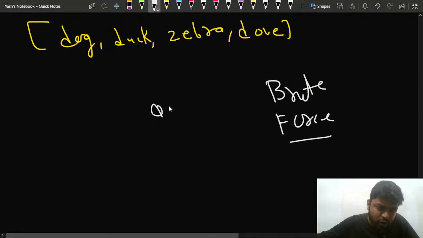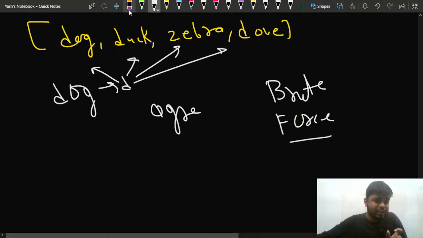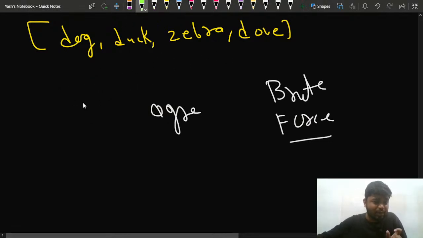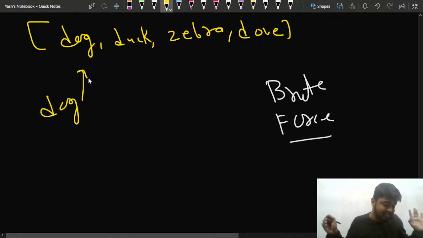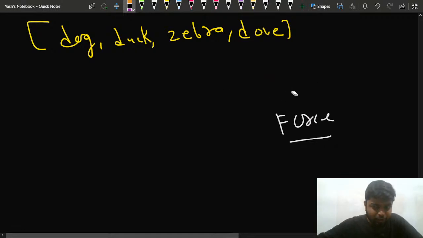Please write agree in the chat if you agree with me. If you have D, O, G, dog, first you check whether the prefix D of this size is the same or not. Then you check with D, duck. Then you check with DO, then with this and this. Then you check with DOG, and you find no match except itself. Is this much part clear to you guys? I hope that it is clear. So that would be a brute force approach to do it.